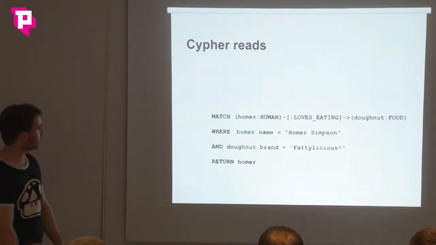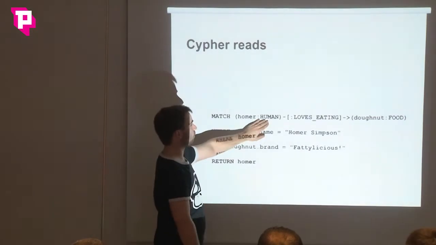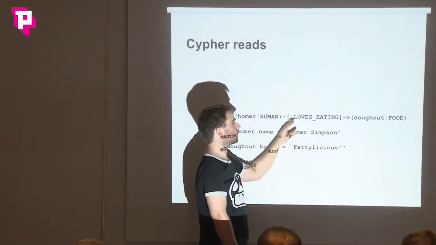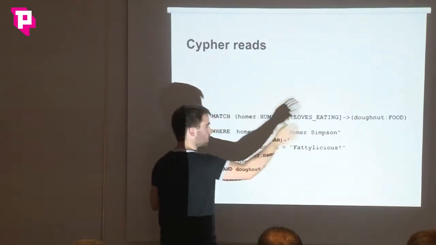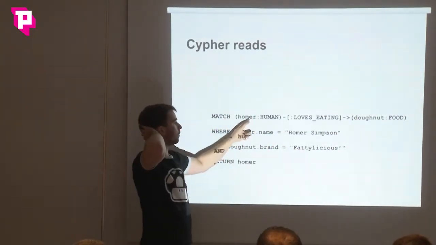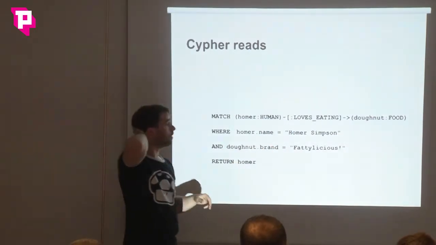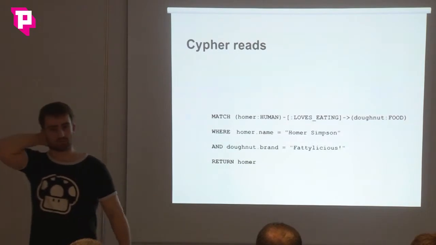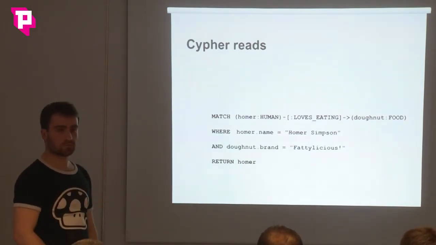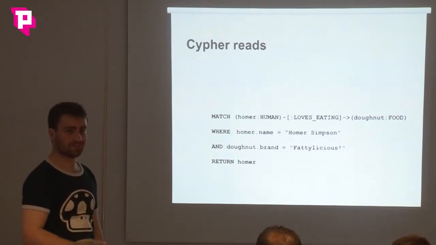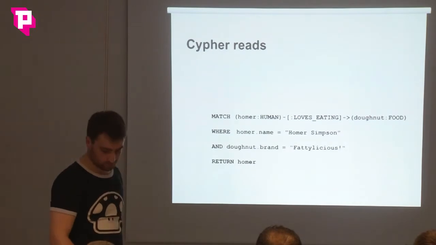Exactly. So what does it do indeed? I will repeat what he said. It will fetch nodes of label human, so a human that was eating food. These are variable names of the node. So the name of one node is Homer Simpson. The brand of the other one is Fatalicious. So it will basically return Homer Simpson because he loves eating Fatalicious donuts. You answered by yourself. I really think it's very intuitive.